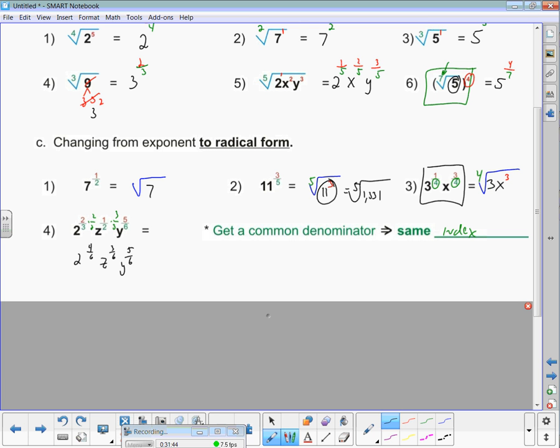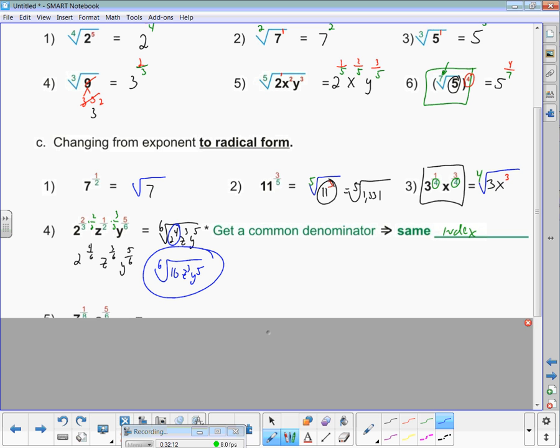Putting that in radical form. There's my radical sign. What's the index? 6. 2 to the 4th, z cubed, y to the 5th, and I have to simplify, right? I have to change that back into a number. So this is the sixth root of 16, which is 2 to the 4th, z cubed, y to the 5th. And that's the solution. That's it.